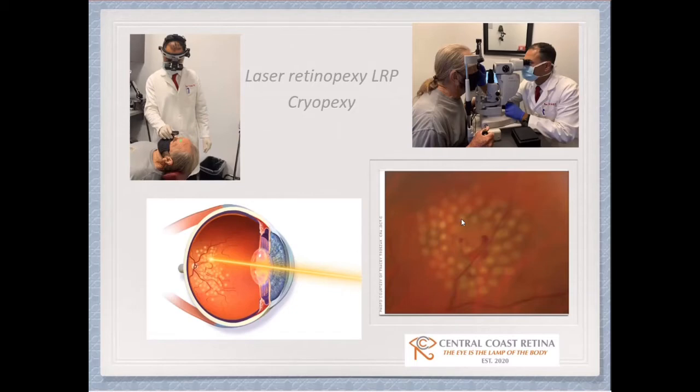And what we want is to create 3 concentric circles around the tear to seal it, and then monitor it closely over the following 2 or 3 weeks to make sure that the tear is not spreading through that laser barrier.